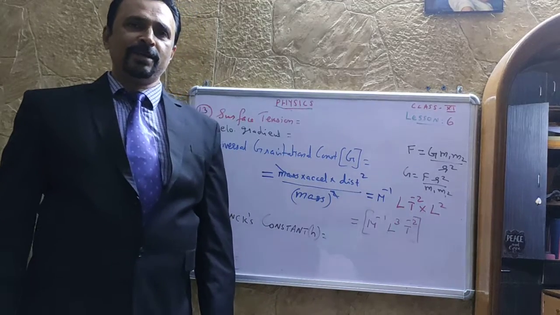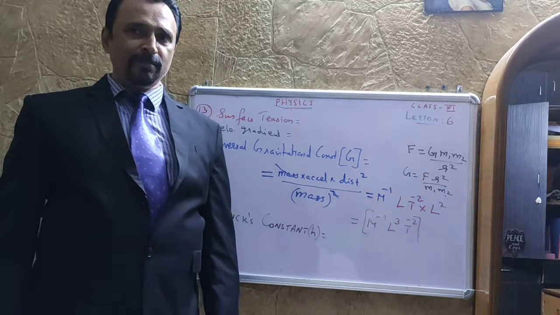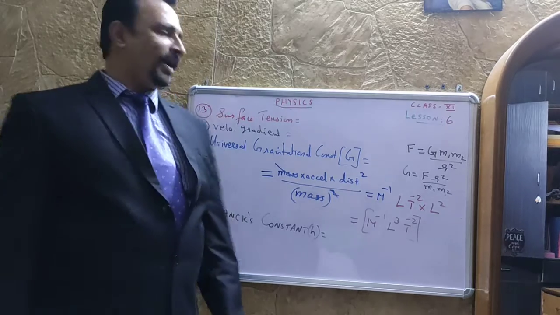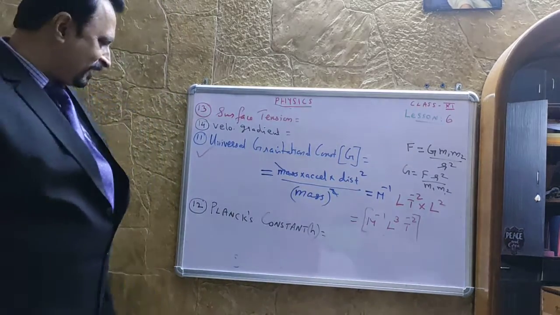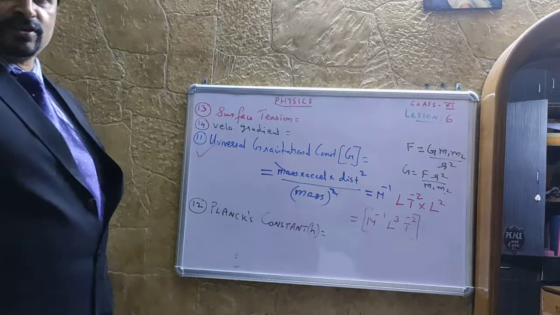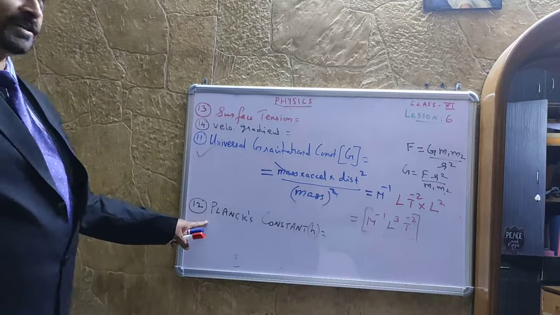Good morning, children. In the previous classes, you have studied the meaning of dimensional formula, and you have written dimensional formula for 11 physical quantities. Today, we will write some more dimensional formula. Another one we can see on the board. It's a new term for you.